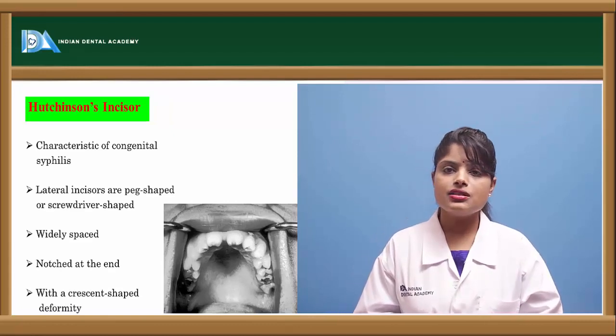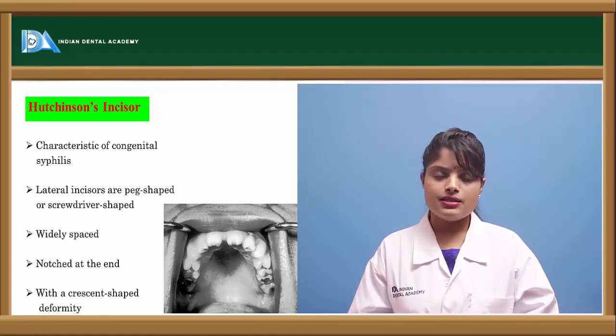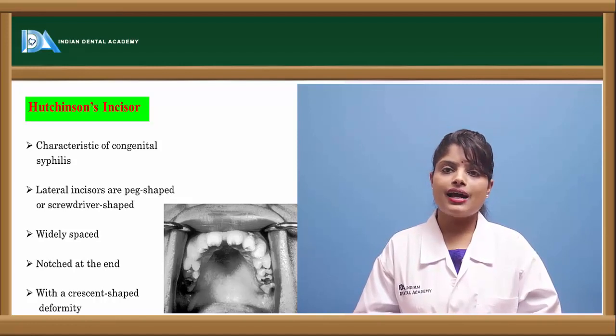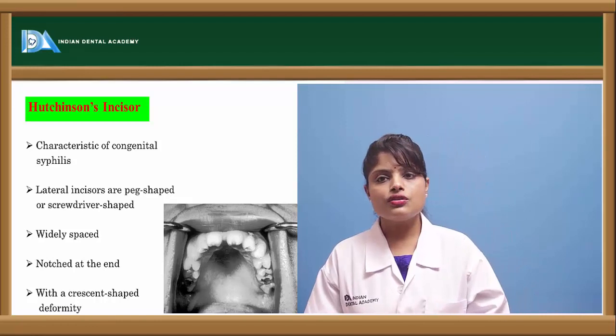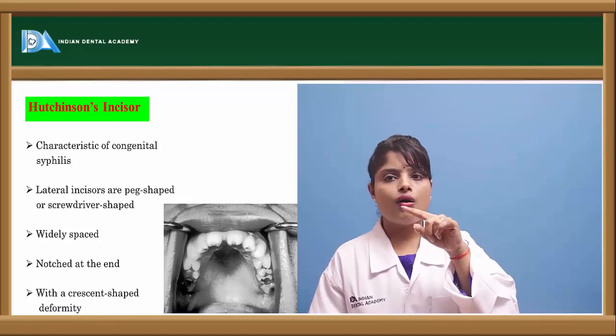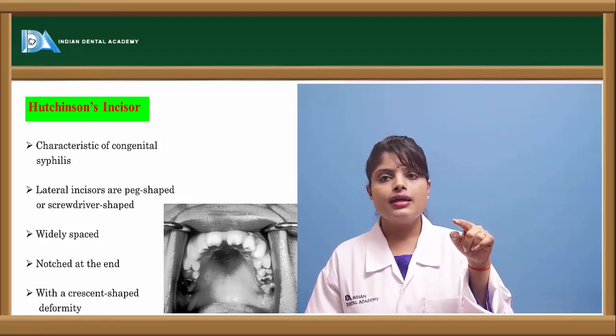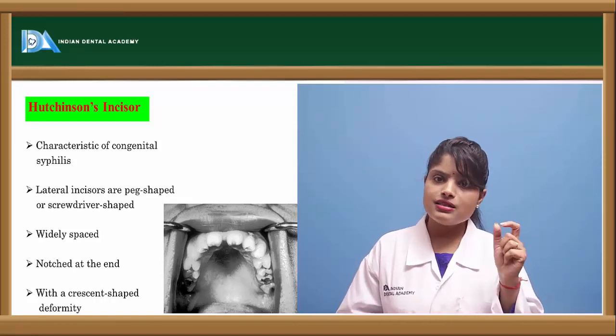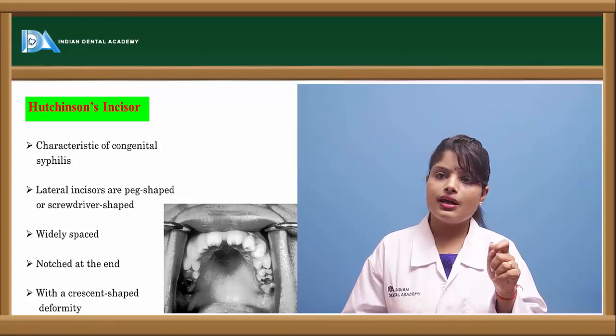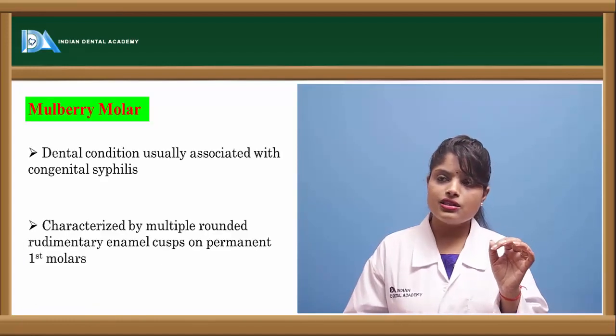Then is Hutchinson's incisor. The Hutchinson incisor is generally found in congenital syphilis, in which there is a crescent-shaped deformity found on the incisal surface of the incisors, and the incisors will be deformed. The lateral incisors will be screwdriver shaped. So this is known as the Hutchinson's incisor.